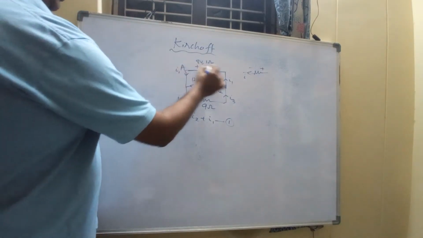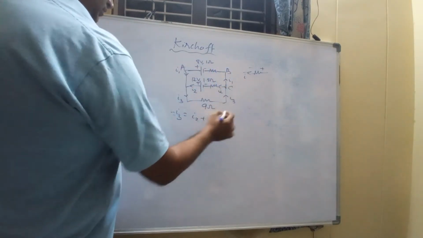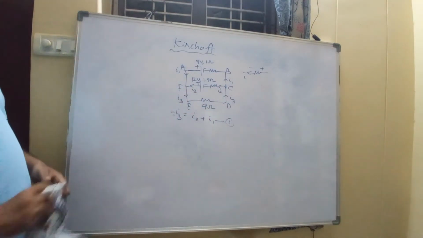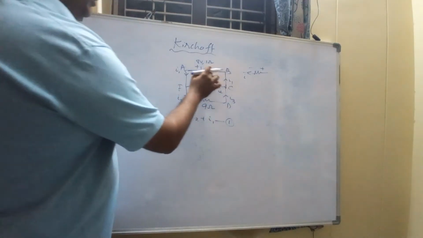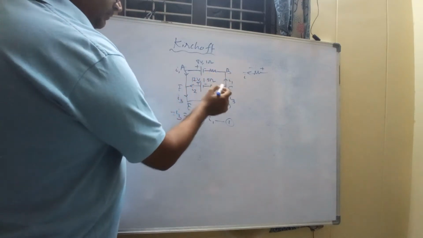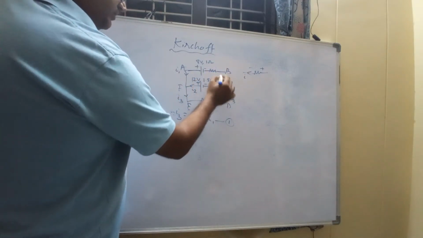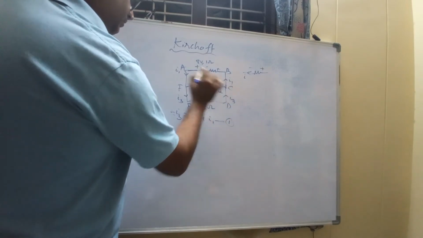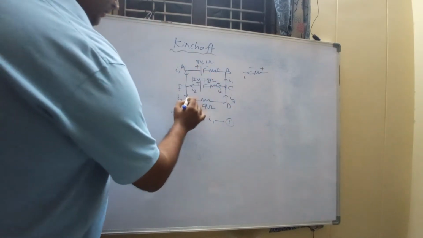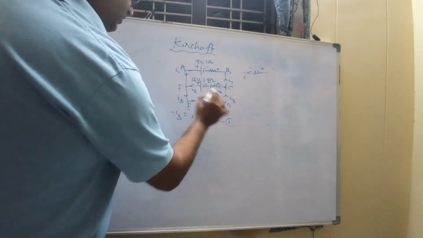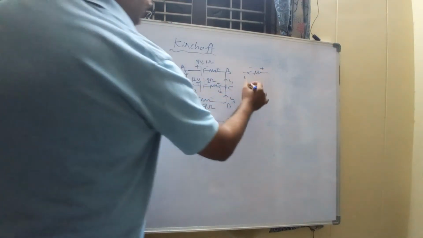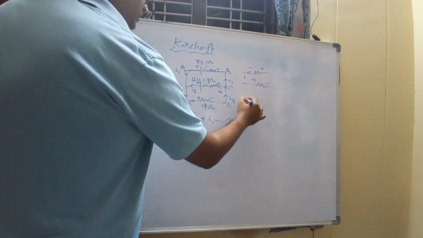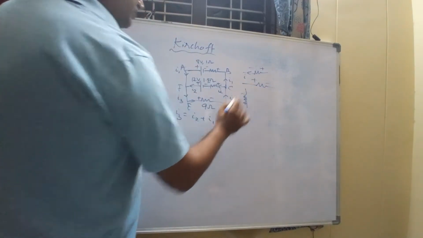So let us start marking the loops. Now you just draw this internal resistance, and because the current flow direction is like this here, this is plus, this is minus. Here it will be plus here, minus here. And this current is flowing like this, so plus here, minus here. Just remember this: if the current is flowing like this, this is plus, this is minus. Simple.